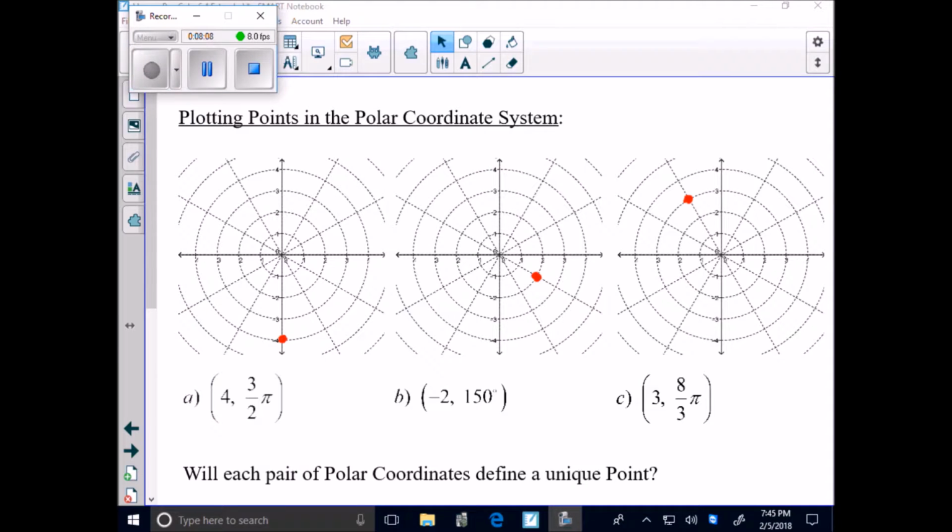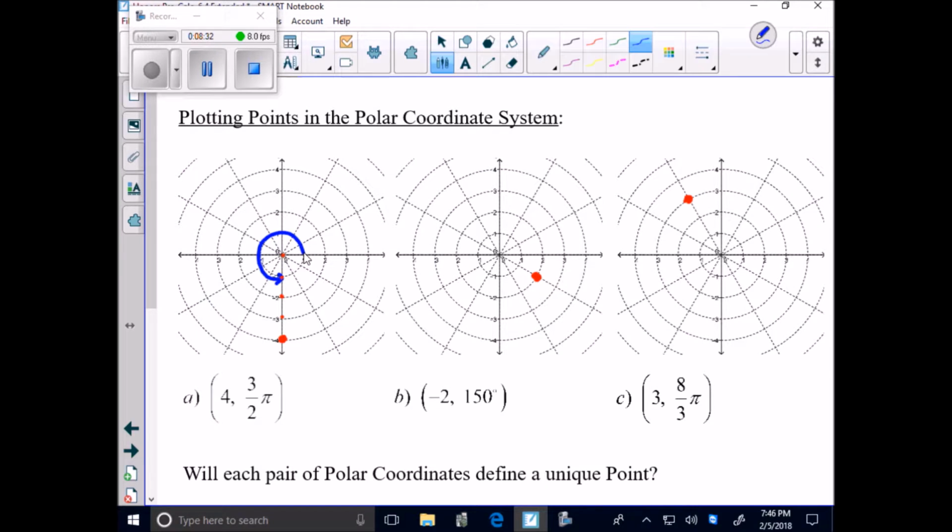All right, guys, so right here with our first point, (4, 3π/2), we rotate to 3π/2, and then we go a distance of 4 down the y-axis, so 1, 2, 3, 4, and that gives us our point right there.